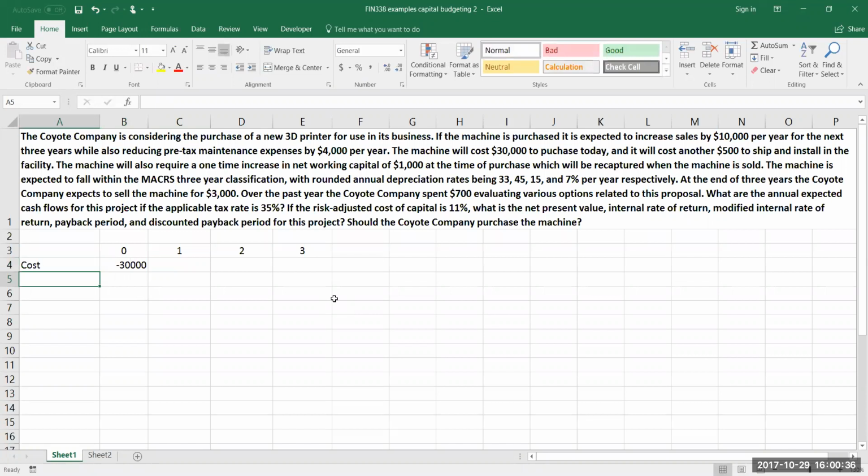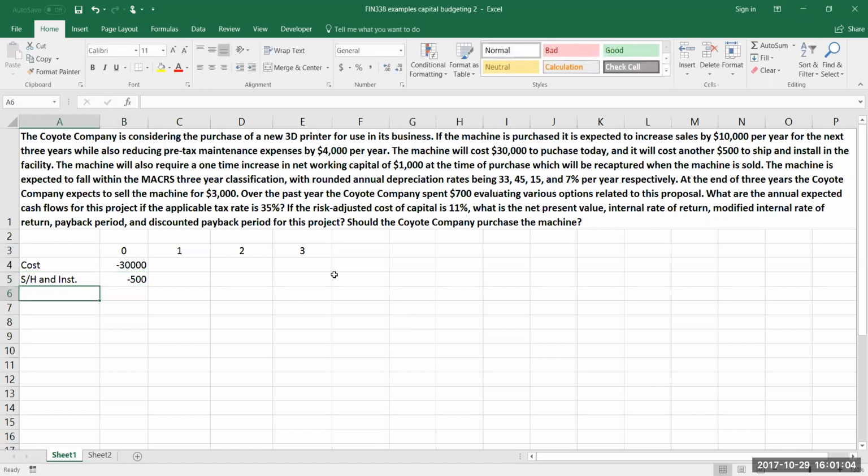Okay, so next we have to look at the shipping and handling and installation and things like that. So note that the problem states that it will cost $30,000 to purchase and it will cost another $500 to ship and install in the facility. So if we look at shipping and handling and installation, which I will abbreviate, then that would be another negative $500 that's happening today if we pursue this project.